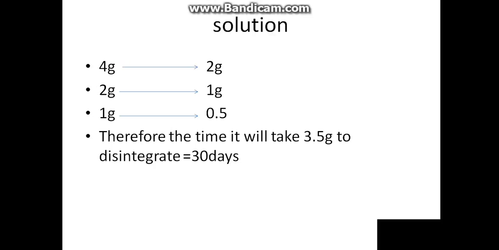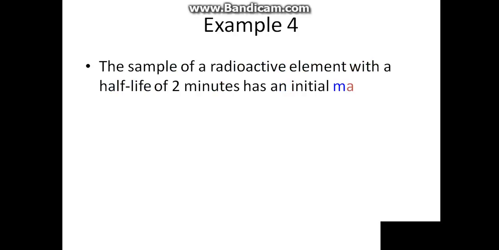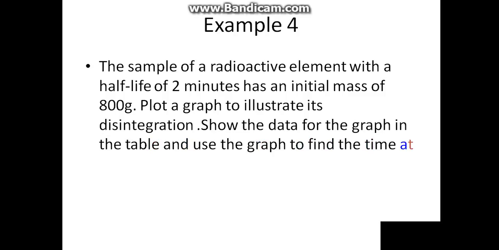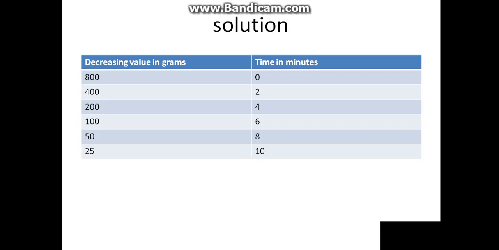A sample of a radioactive element with a half-life of 2 minutes has an initial mass of 800 grams. Plot a graph to illustrate its disintegration. Show the data for the graph in the table and use the graph to find the time at which the mass of the sample is 30 grams. Solution. Looking at the table of decreasing mass in grams and time in minutes.